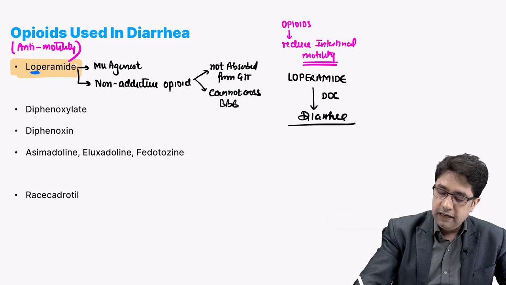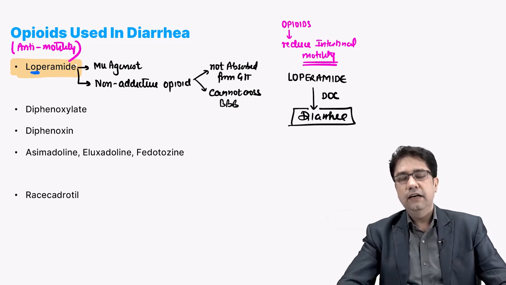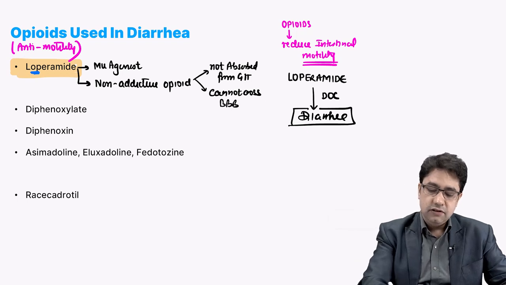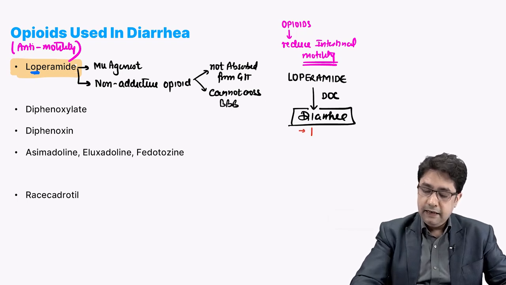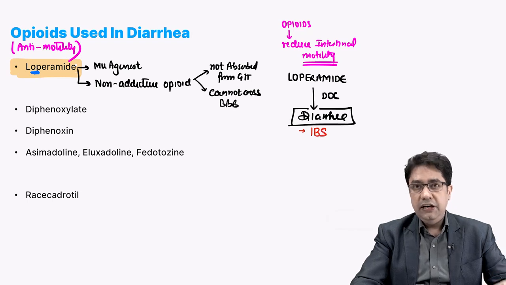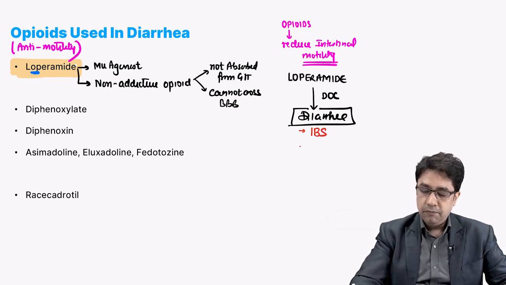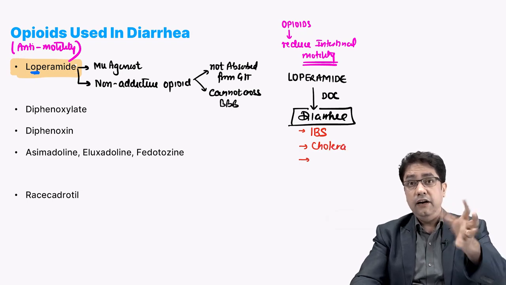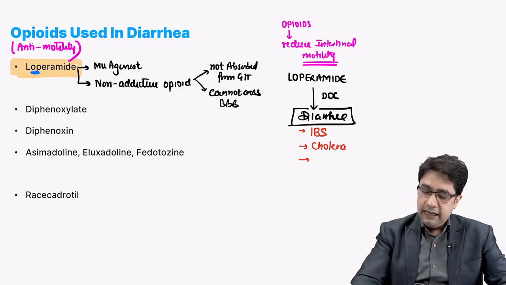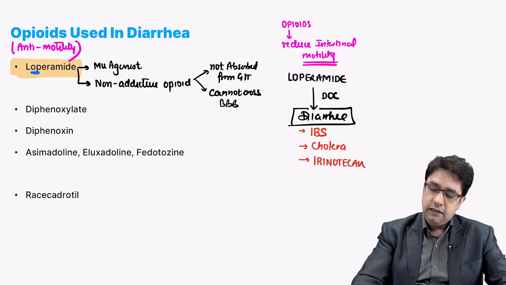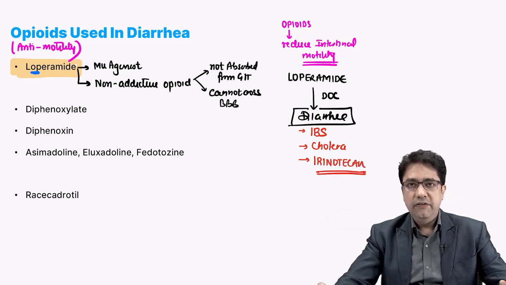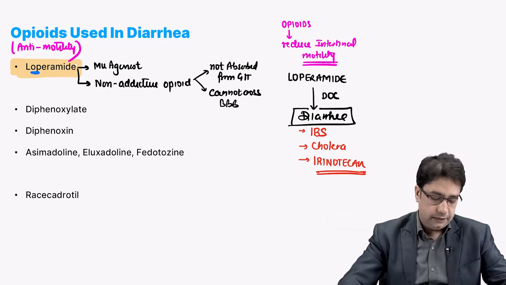Remember, for any cause of diarrhea, which anti-motility drug do we prefer to give? Loperamide. Let's see certain causes of diarrhea, like diarrhea in IBS, irritable bowel syndrome, and diarrhea in cholera. Can we write drug-induced diarrhea? One anti-cancer drug which causes diarrhea is irinotecan-induced diarrhea, a specific question. So everywhere the drug of choice is loperamide.